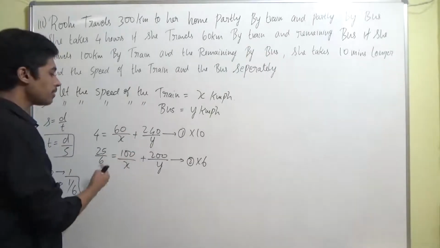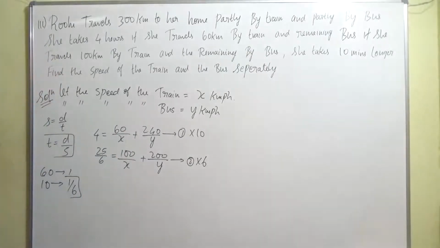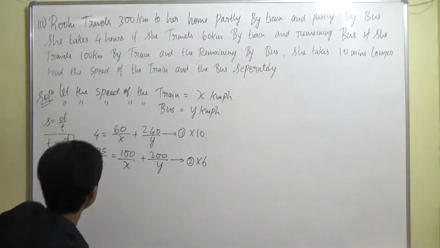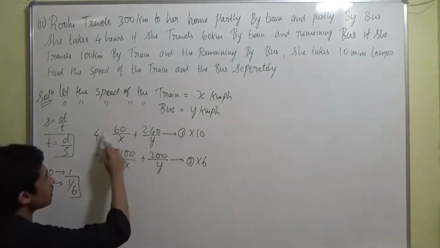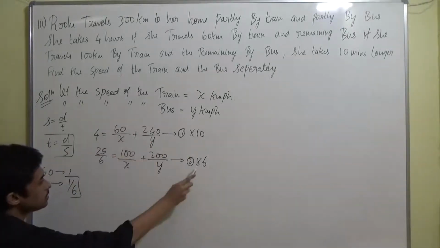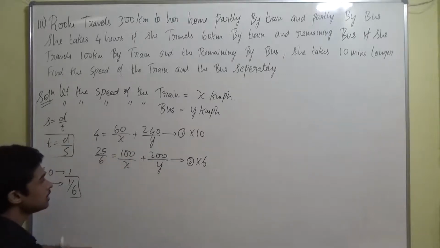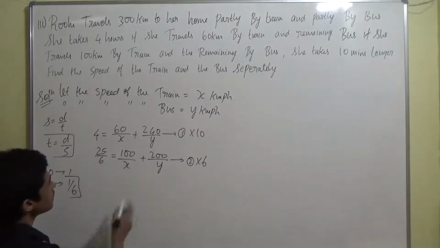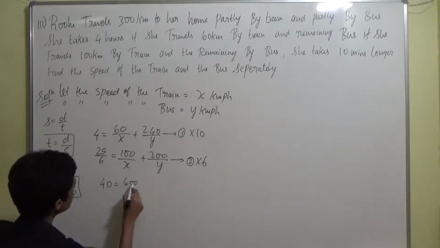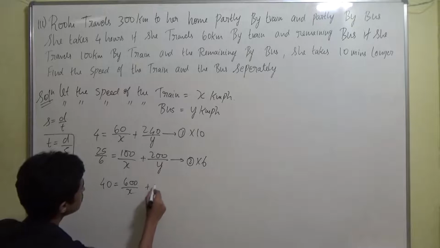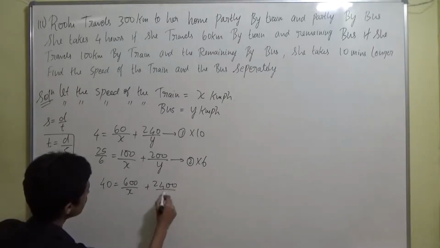So that way we'll be able to eliminate these two terms, right? That's why we have done this multiplication. Now let's go to the next step. After multiplying, this becomes 10 into 4. This 10 will be multiplied through all the terms, and this 6 will be multiplied through all the terms of this equation. If you multiply, it becomes 40 equal to 600 by x plus 2400 by y.